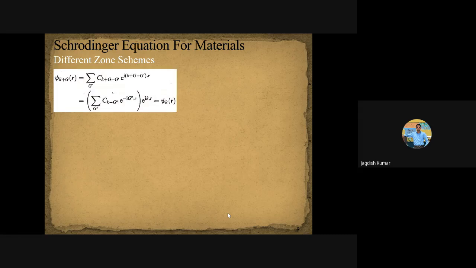I don't know how many of you have done this. Although you are supposed to have done it in your BSc, if you have not, maybe in our coming classes we shall be doing this: the Bloch series or Bloch form of the wave function for electrons subjected to a periodic potential.